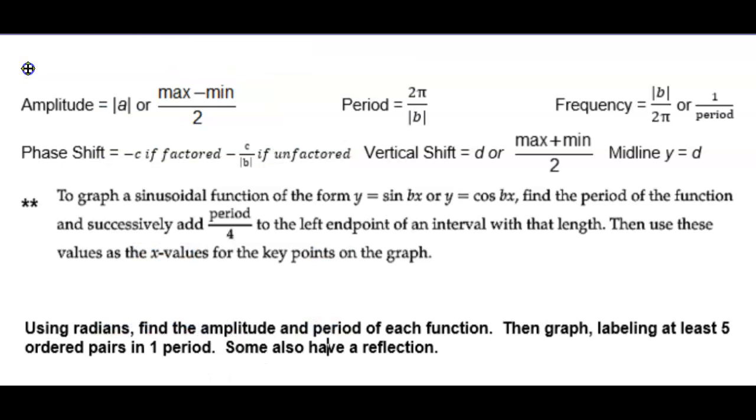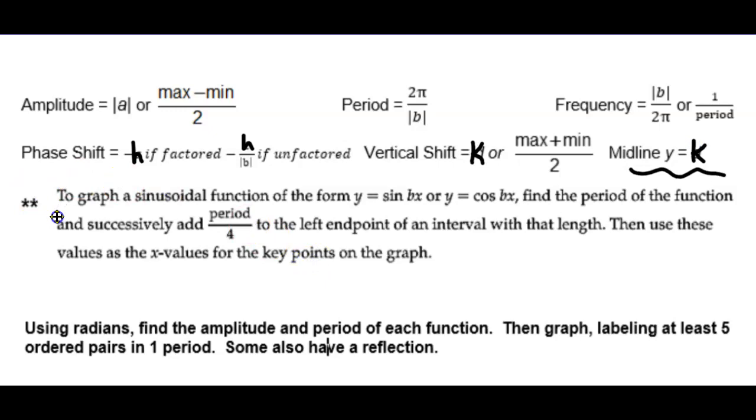Oh, almost. Okay. So the amplitude is the absolute value of A, or the max minus the min divided by 2. Period is 2 pi over B. Frequency, we are not going to address this year. Phase shift, they use C here. We used H. And this is about factored and unfactored. Don't have to worry about that today. Vertical shift is the max plus the min divided by 2, or it's where the midline is. Not going to do that one today either. We used K, not D.